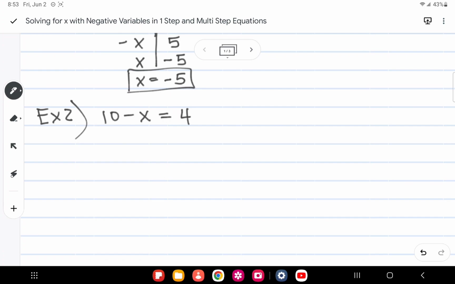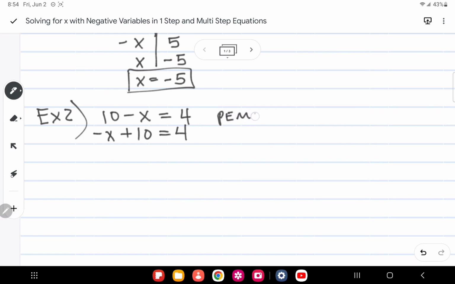So the explanation for this, obviously we are normally used to having the x on the left side. However, if you would like, you can always reorganize this in such a way: negative x plus 10 equals 4. Those two are the same thing. As you can see, I've just rearranged it so that our variable is on the left side. Okay?